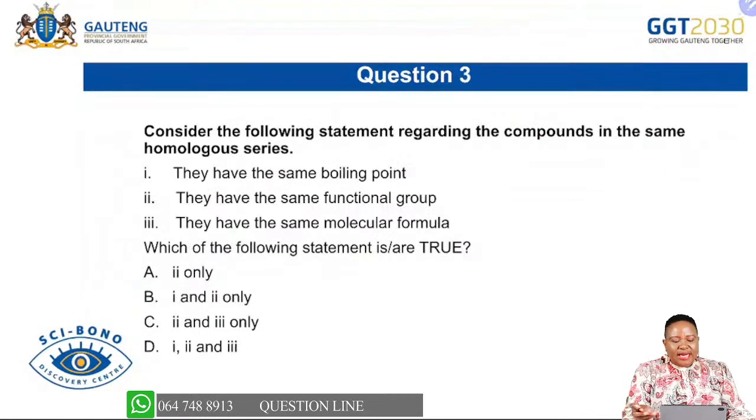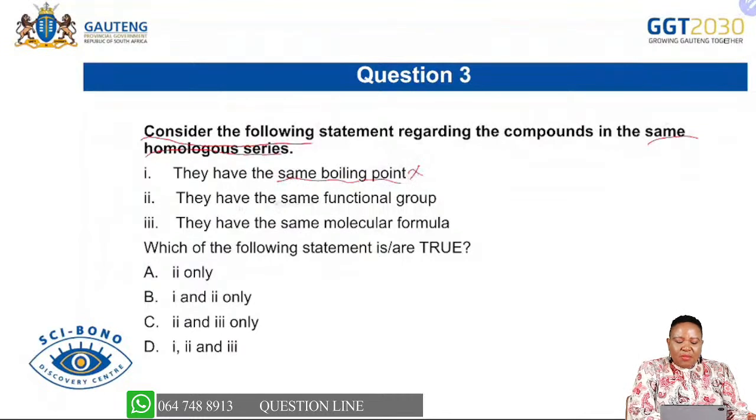Then this one, let me just do this one, the last multiple choice. It says compounds in the same homologous series. So you need to know what makes the compounds in the same homologous series different or the same. They say they have the same boiling point. Definitely it's not going to be possible, because the more we change the size of a compound, the more the boiling point and the vapor pressure and the physical and the melting point will be affected. So this one is incorrect.